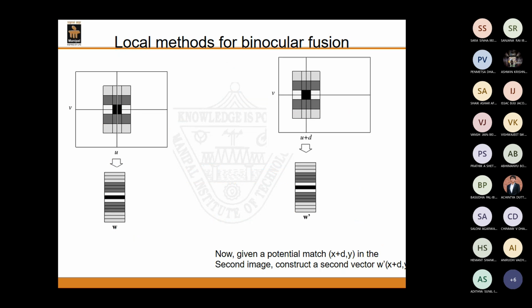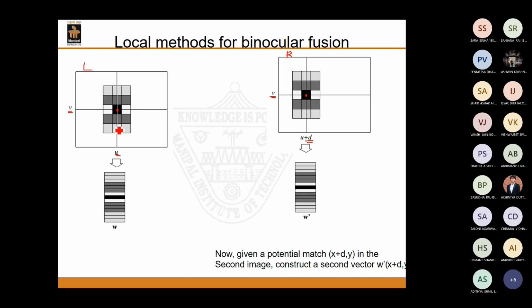Just to give you an example, let's say you have this as the left image. In this left image, this black pixel over here is the center pixel that we are considering. If this is the center pixel, the row is V and the column is U. In the right image, we assume the corresponding pixel lies in the same row, but the column would be plus d. We know that d is calculated as the difference of x dash and x, which means the translation that has occurred.